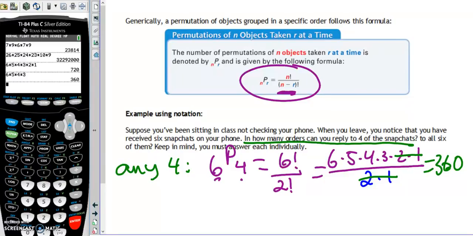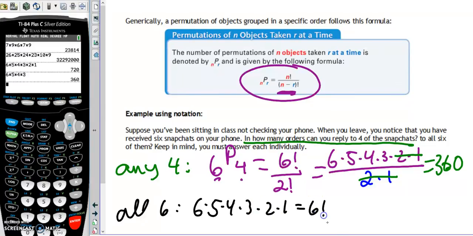And if you want to reply to all 6 of them, then you're going to go all the way down. And we already did 6 factorial. And that would give us 720 different ways to respond to all 6 of them.